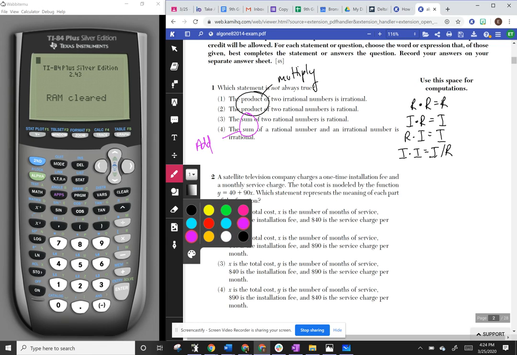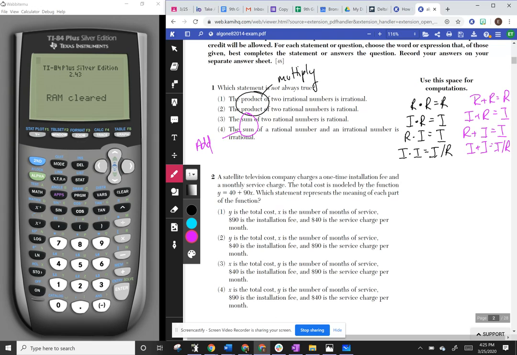For adding, the rules are pretty much the same. Rational plus rational is rational. Irrational plus rational is irrational. Rational plus irrational is irrational. And irrational plus irrational is sometimes both.